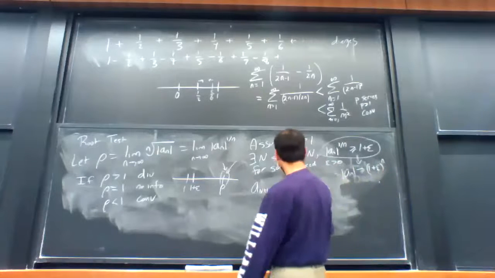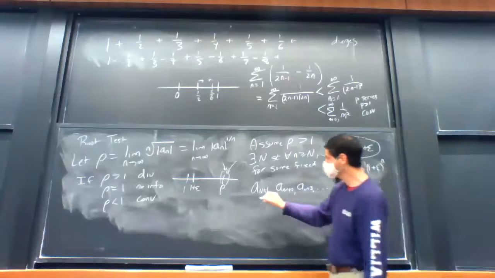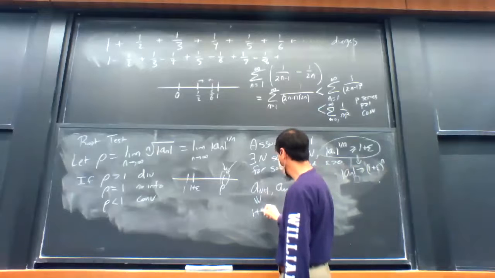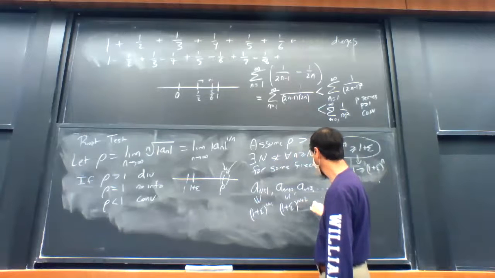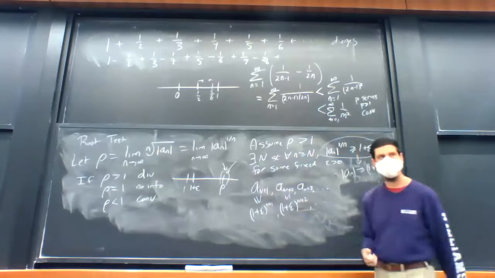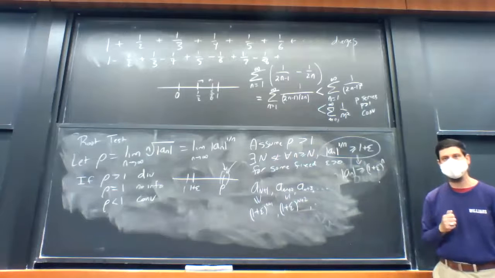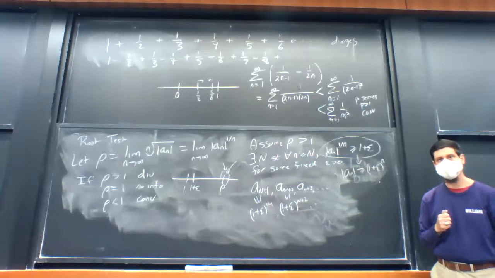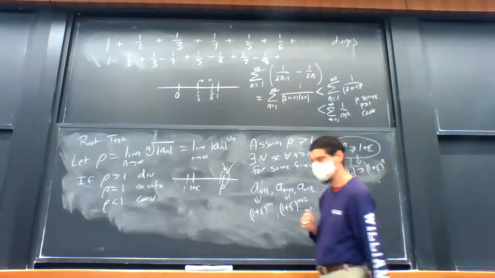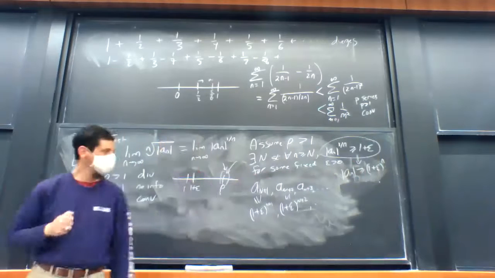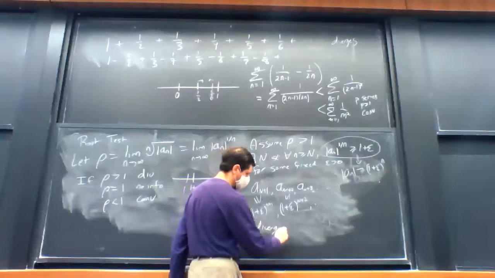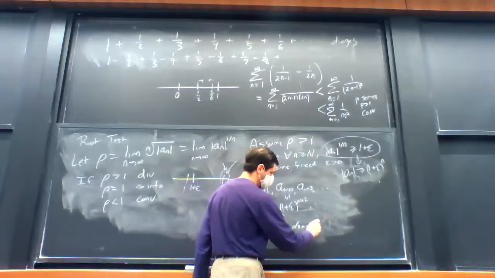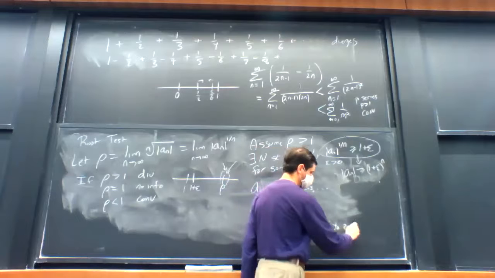So when I look at these terms, this is going to be greater than or equal to (1 plus epsilon) to the n plus 1. This will be greater than or equal to (1 plus epsilon) to the n plus 2, and so on and so on. Are the terms tending to 0? No. So because the terms aren't tending to 0, it diverges. It doesn't go to 0.